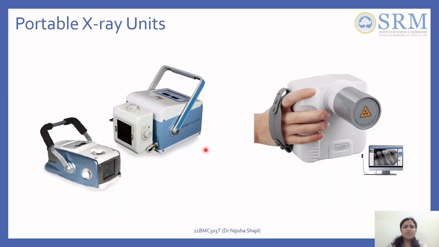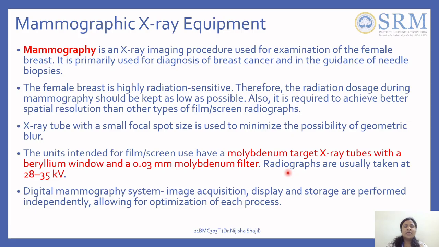So this is the portable one. Okay, I told you, very, very small. So this is the stage at which the advancement is going. Okay, they made it very, very compact, battery powered and all. The last one in portable is the mammographic X-ray equipment. These are more compact when compared to the actual X-ray machine.